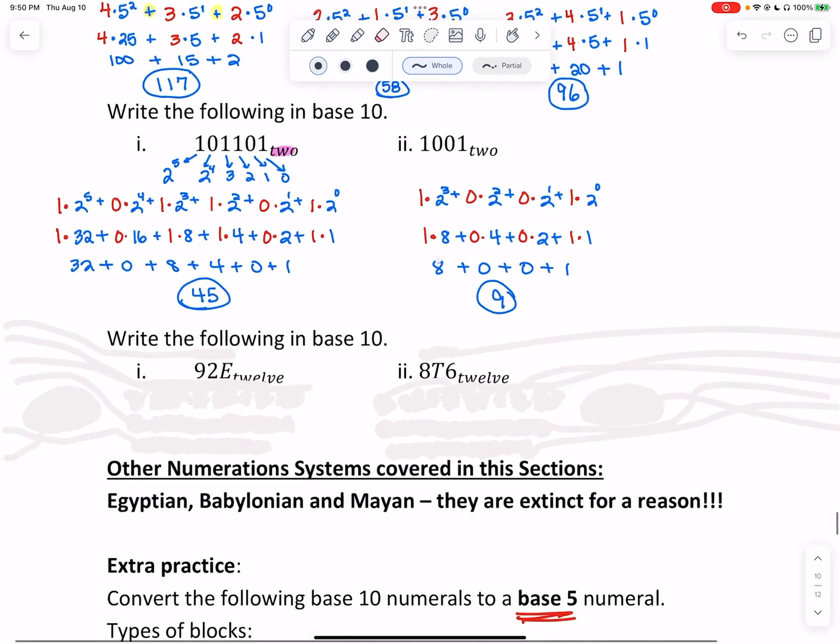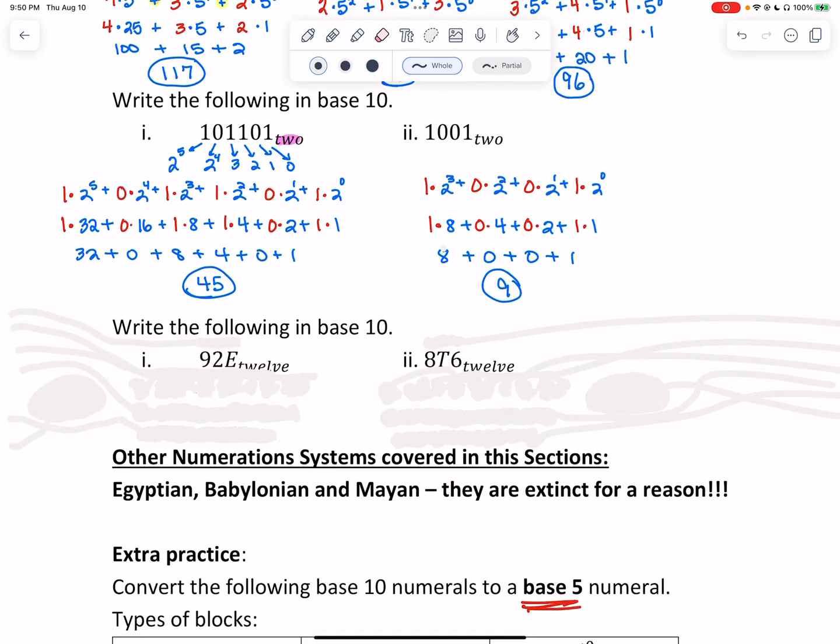Let's go ahead and do base 12. Okay, so with base 12, I went ahead and put it on top. So that's going to be 12 to the 0, 12 to the first, and 12 to the second. And then I put my numbers in. I've got a 9 and a 2 and an E. What in the world's an E? Do y'all remember what E is? E stands for 11 in the base 12 system.